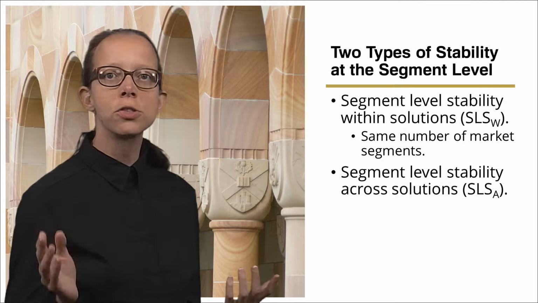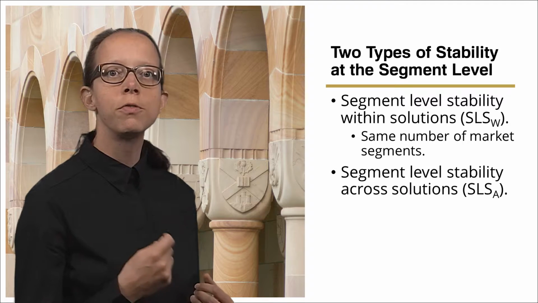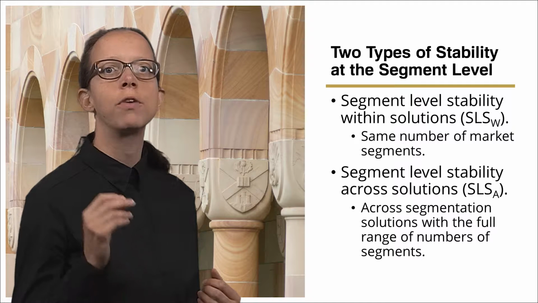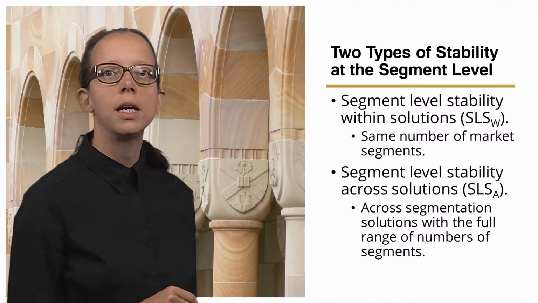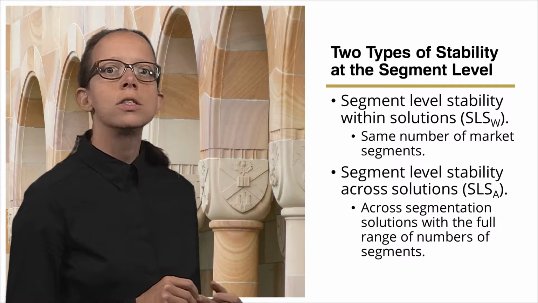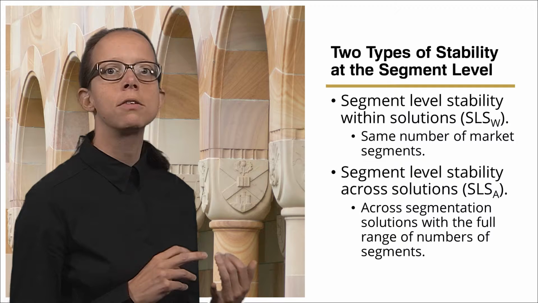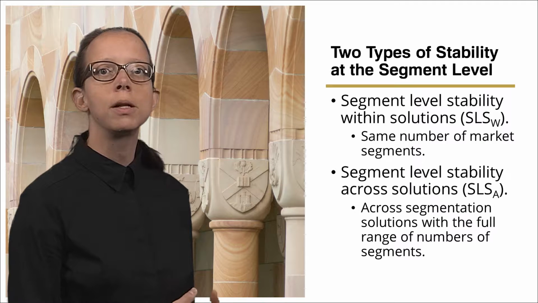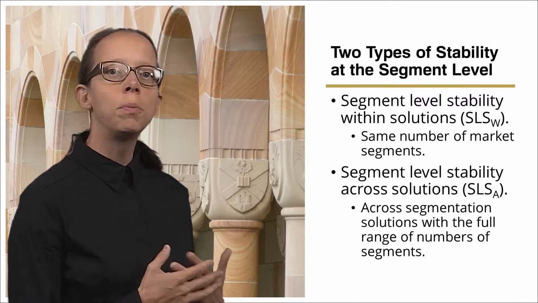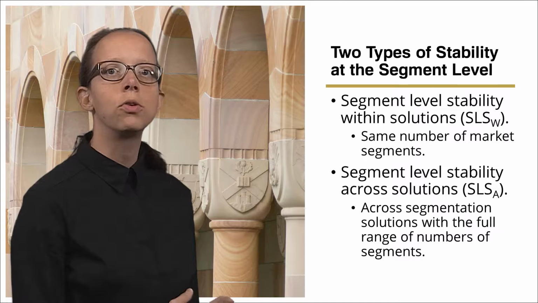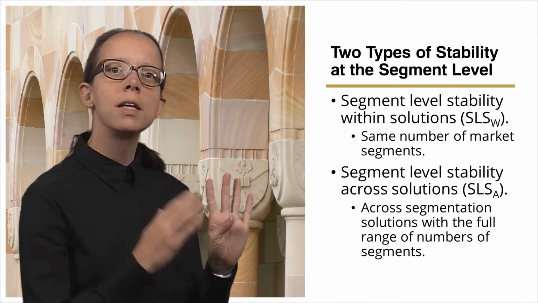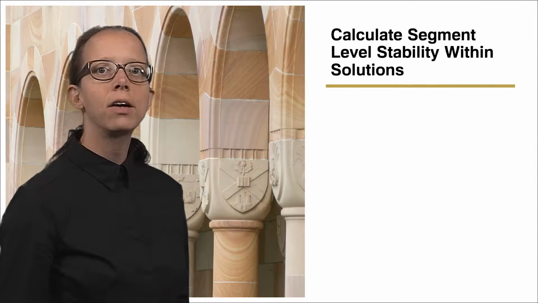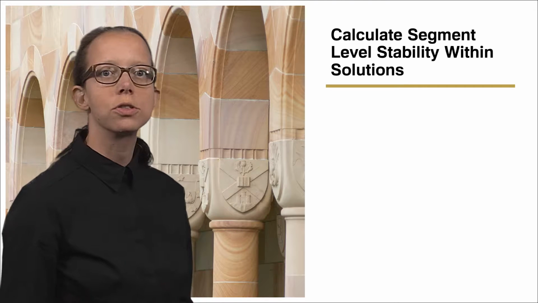Segment level stability across solutions assesses whether the specific market segment of interest reoccurs across repeated calculations with a different number of market segments extracted. So if you run calculations to extract 4 segments, 5 segments, and so on until, say, 10 segments, we can calculate segment level stability across these solutions. Optimally, the market segment we are interested in occurs already in the 4-segment solution and remains virtually unchanged until the 10-segment solution.